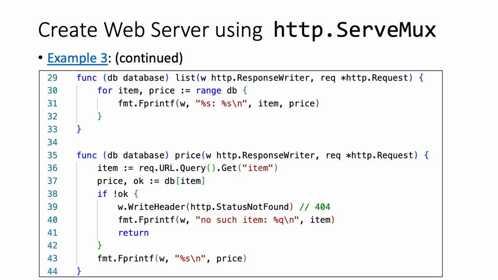Here are the definitions for the methods list and price of the database type. They are the same as the cases in the switch statement in example 2. In particular, the body of method list is the same as the case for the /list pattern. And the body of method price is the same as the case for the /price pattern.